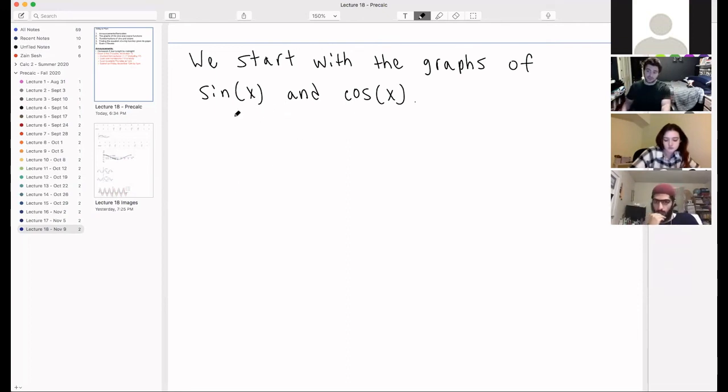You know how we do f of x for our function notation? So x is going to be the input, so I just like to put the x in parentheses. Okay. All right, so let's start with sine of x. So what does the graph for sine of x look like?